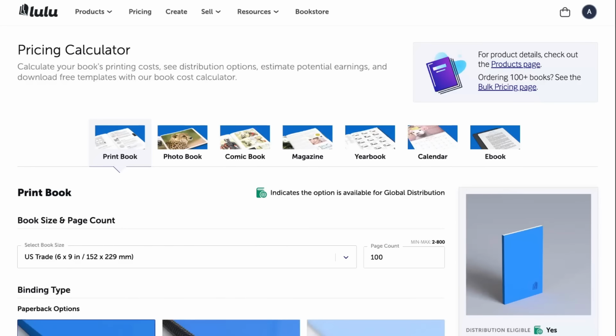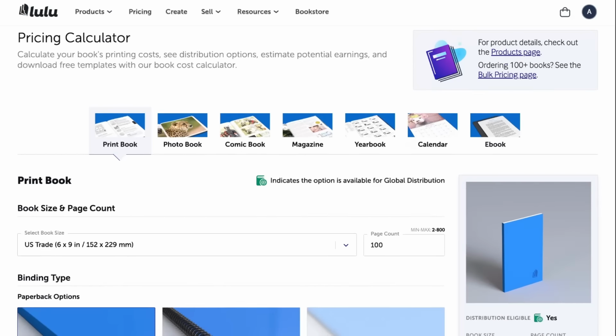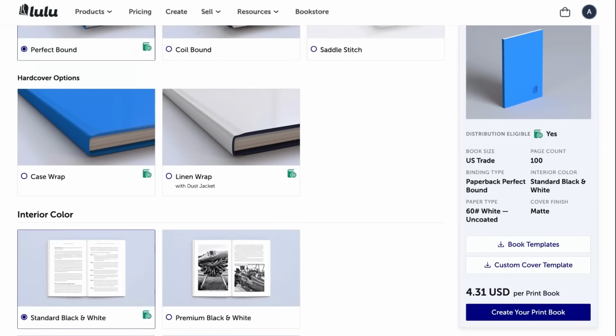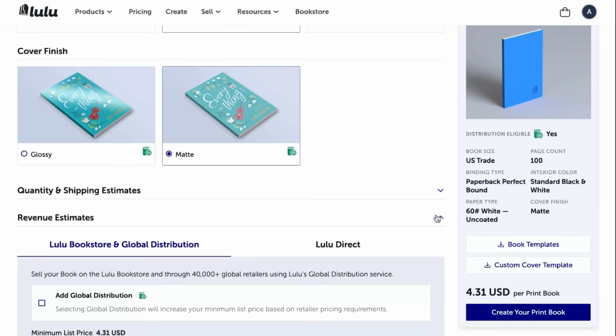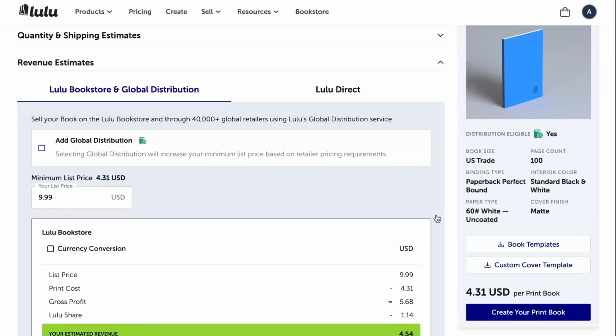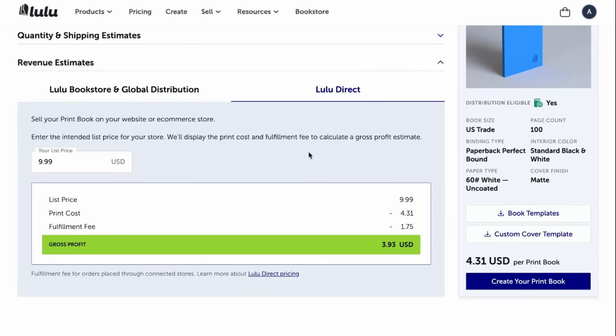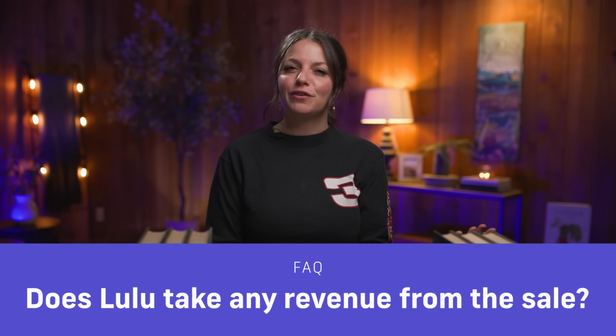You can use Lulu's pricing calculator to figure out how much your book is going to cost per unit and figure out a pricing structure that's right for you. We also have revenue calculators so you can see how much you can make per sale and set the right price depending on what your goals are. Does Lulu take any revenue from the sale? Nope. That's all for you. And we love that for you.